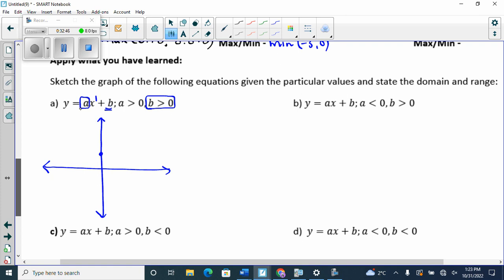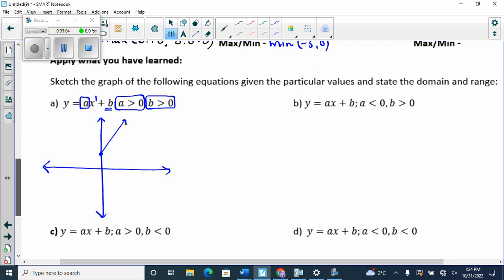So this one here says a is greater than 0. So a is positive. So does it end up or down on the right? Up. I made it end up. How does it have to end on the left? Down. How could I draw the rest of this graph?